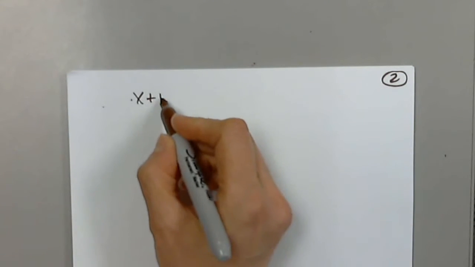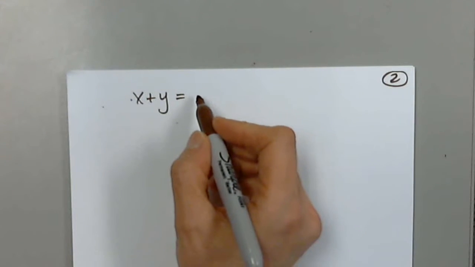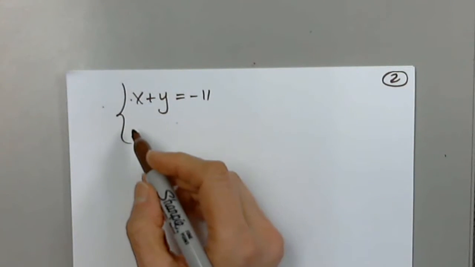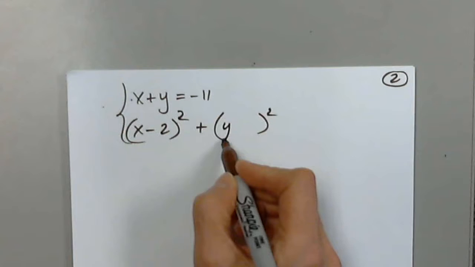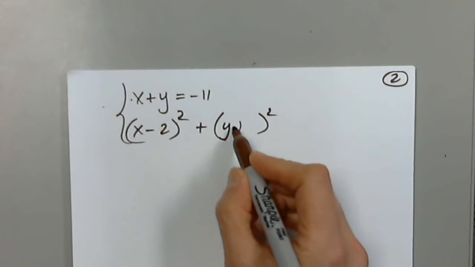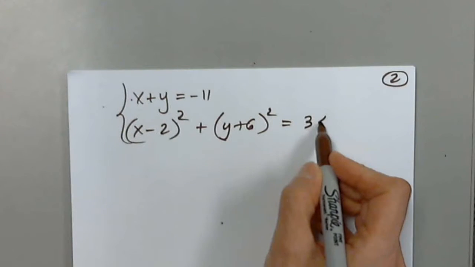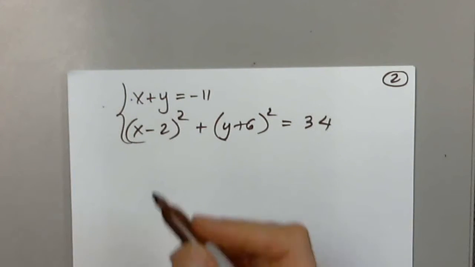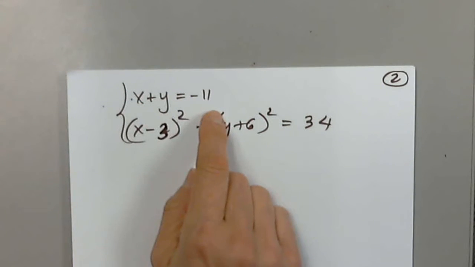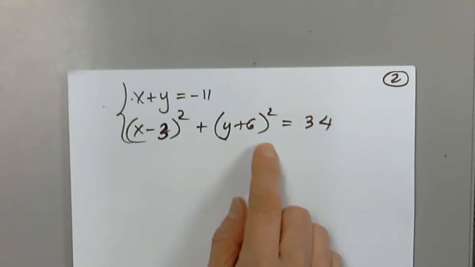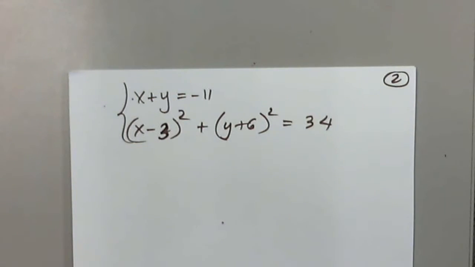So break it up. It's x plus y equals negative 11, and x minus 3 squared plus y plus 6 squared equals 34. Let me read it back to you one more time. x plus y equals negative 11, correct? x minus 3, everything squared, plus y plus 6 squared equals 34. Okay, very good.